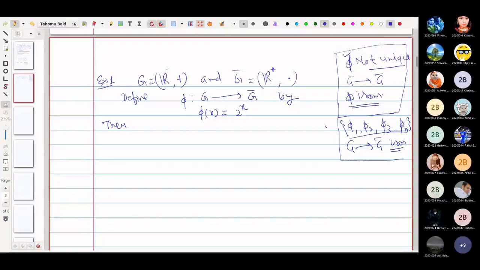Okay, so I am just defining phi of x equals 2 to the power x. Then for 1-1, yes.